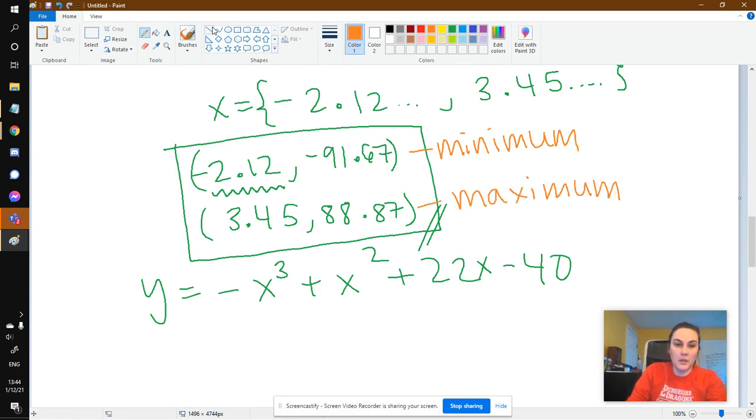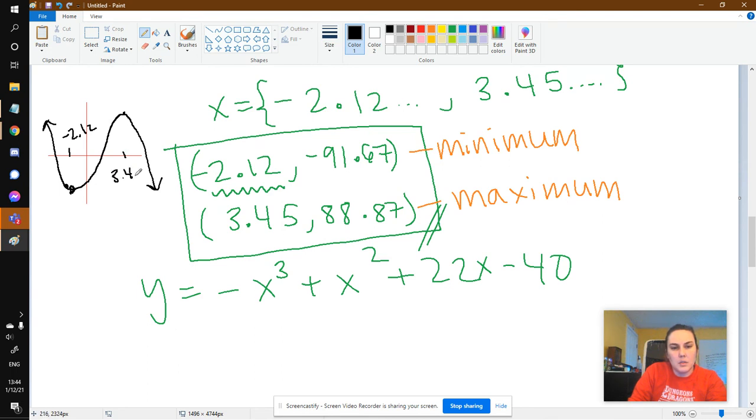The other way we could have done this is we could have said, when we graph this, oh shoot. When we graph this, our minimum is here, our maximum is here. Our function looks something like this. So we could have seen that this needs to be the minimum and this needs to be the maximum, just by what the function looks like.